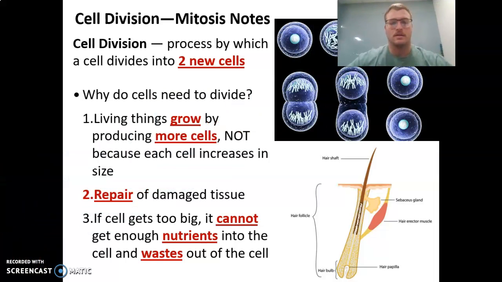Living things grow by producing more cells, not by each cell getting larger and larger over time. So cells reproduce: 1, to grow, for the organisms to grow. 2, to repair damaged tissues, organelles, things like that. And 3, if the cell grows too large and it cannot support itself, it can't get in enough nutrients, or it's taking up too much space, then it will divide.